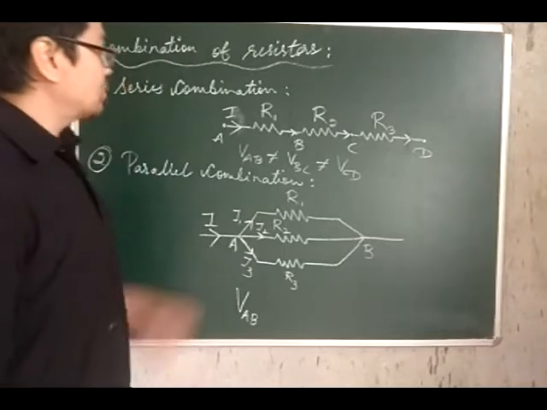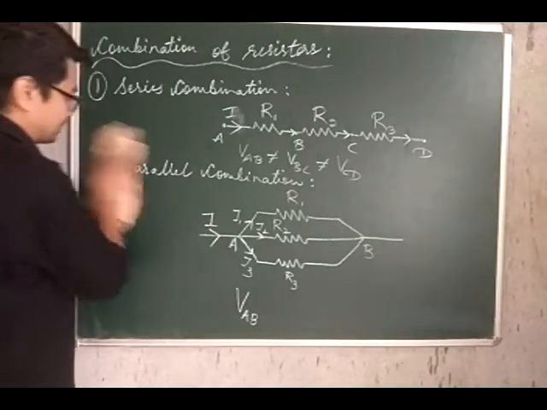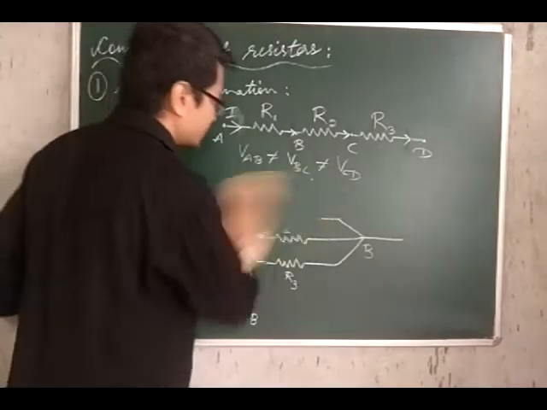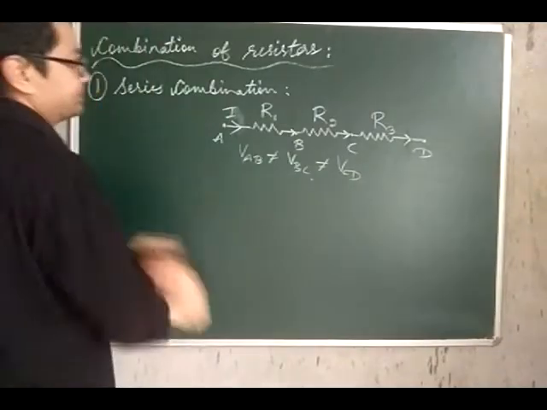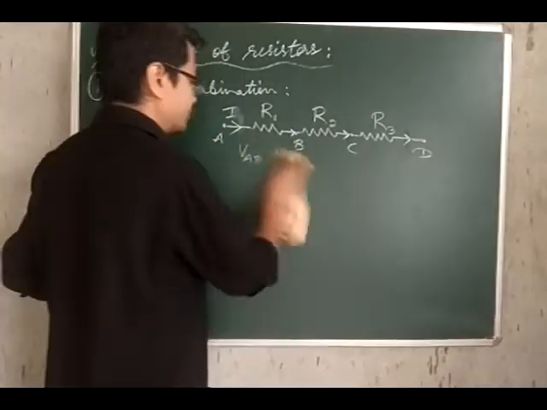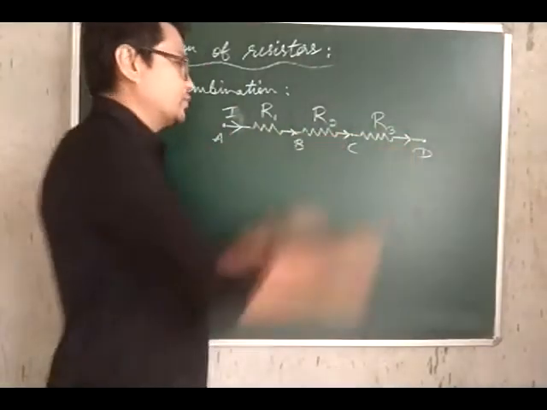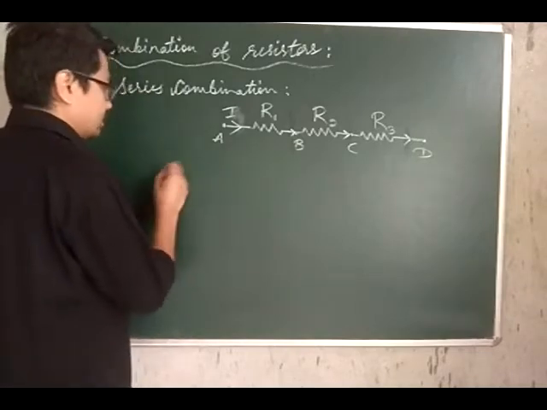Okay, so let us now discuss series combination in detail. We'll talk about parallel combination later. Alright, so let me erase this picture for parallel combination. So I hope you've understood this, that the potential difference across the different resistors is different.